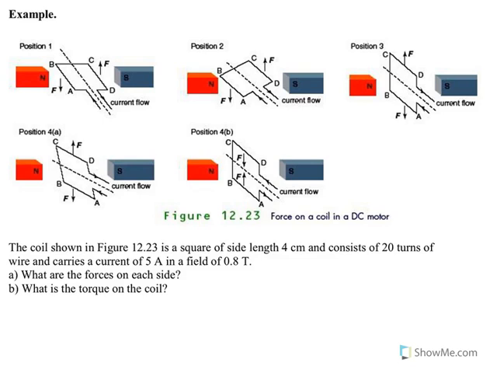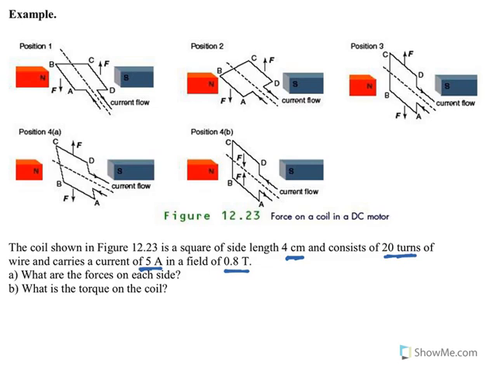Alright, go back to this diagram. So this diagram up here, the coil shown, square of side length 4 centimetres, consists of 20 turns, carries a current 5 amps, field of 0.8 Tesla.